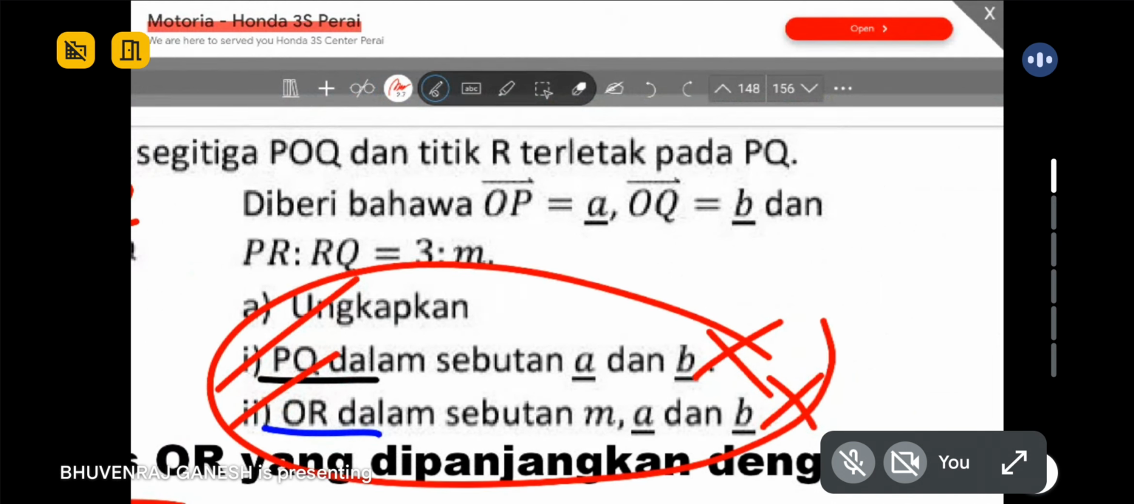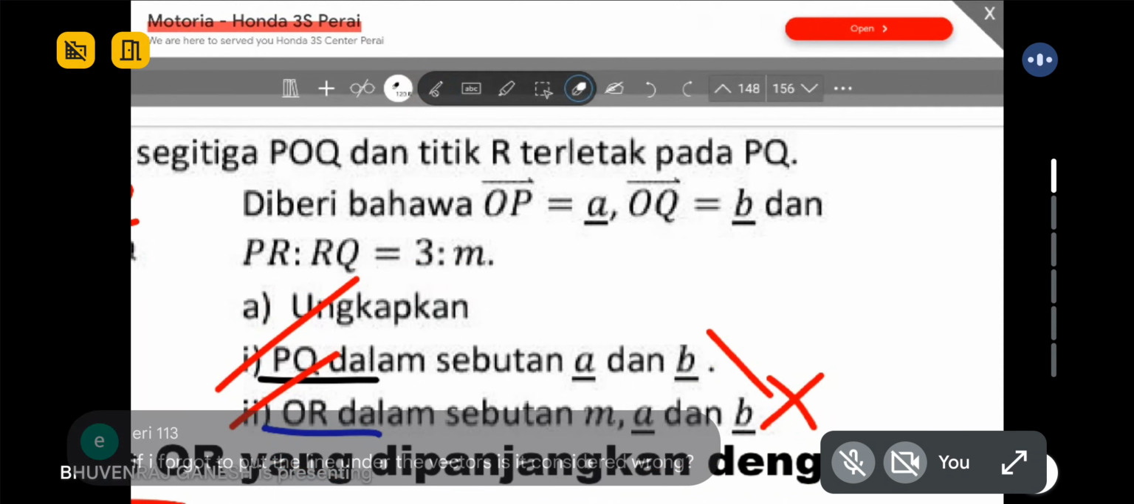Although it's very easy, right? A lot of people will make careless mistakes. Banyak kesilapan. Especially the negative symbol. Banyak orang lupa letak negatif bila pergi arah bertentangan. When you go in the opposite direction in vectors, you must add a negative. Okay?